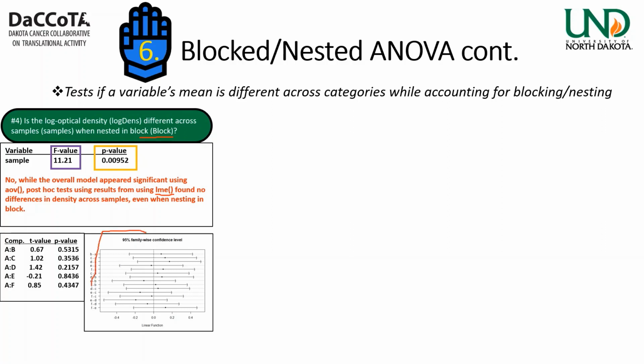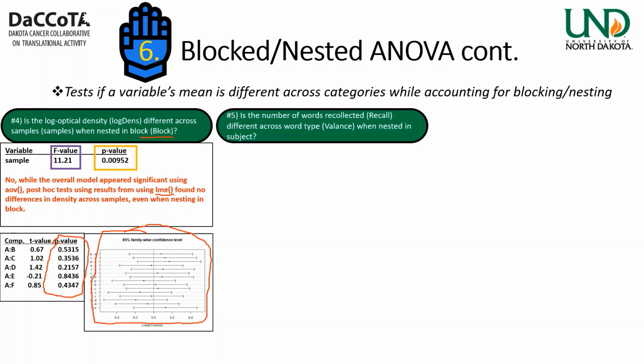And so this is that ANOVA style comparison, and you see that all of these intersect at 0. And then again, all these comparisons, all of these p-values were not significant. So while the overall model appeared to be significant using a simpler method, digging more into it shows that there really wasn't a difference.